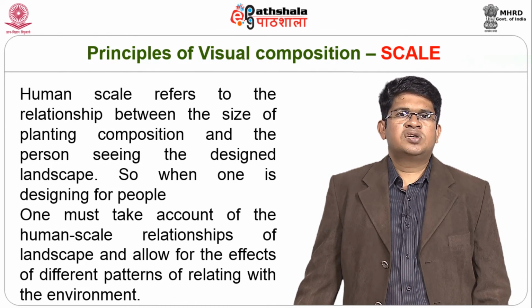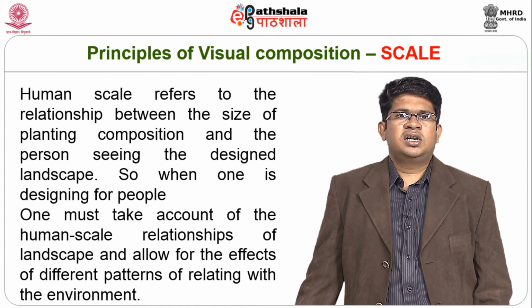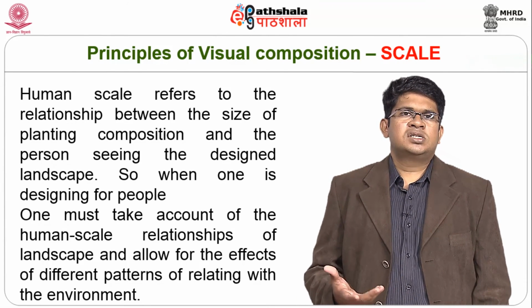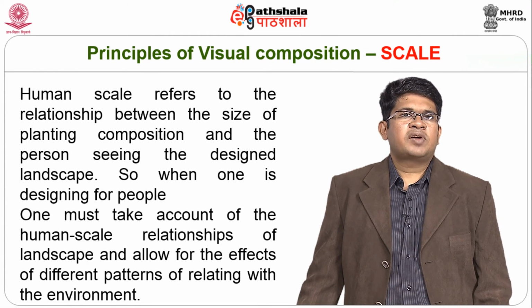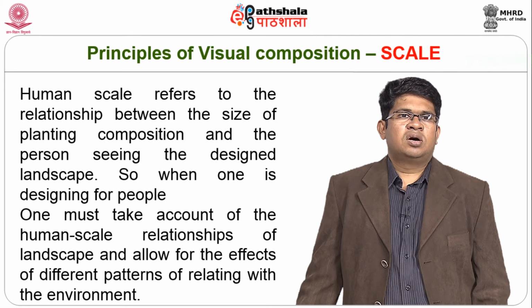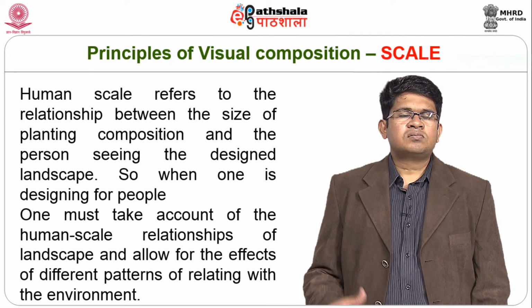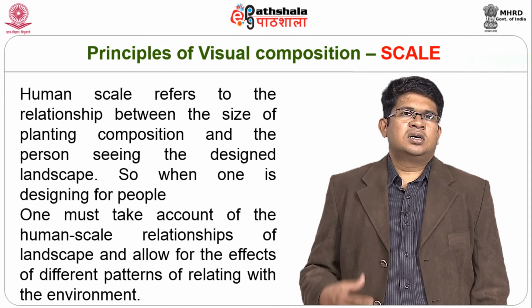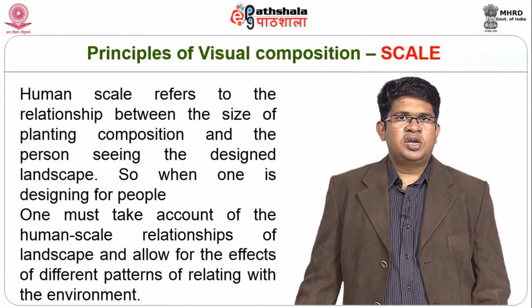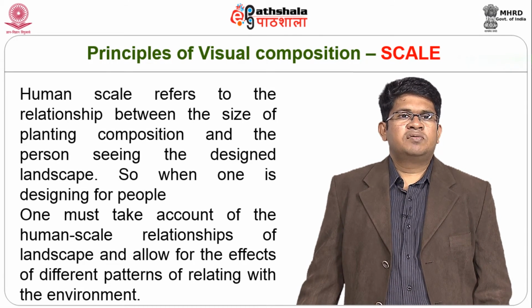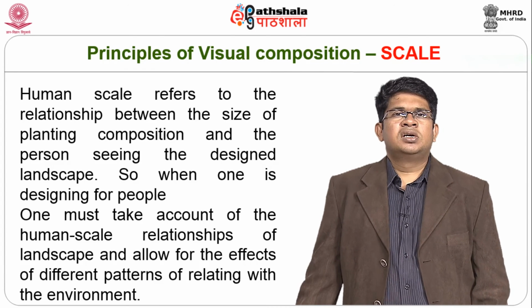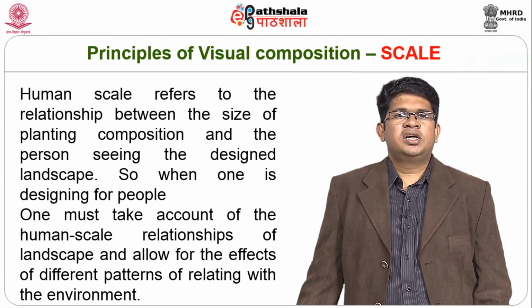Human scale refers to the relationship between the size of the planting composition and the person seeing the design landscape when one is designing for people. Because one is designing for people, human scale becomes a very determining factor in terms of the planting composition itself, and based on this, the scale of the entire space is being monitored and brought into focus. So one must take account of the human scale relationship of landscape and allow for the effects of different patterns of relating with the environment.